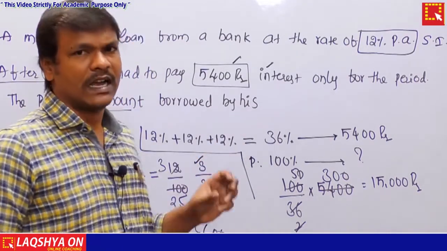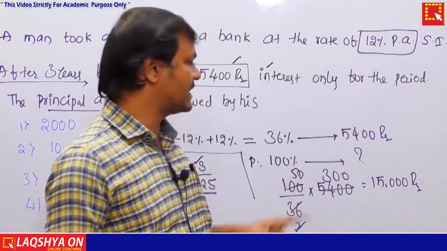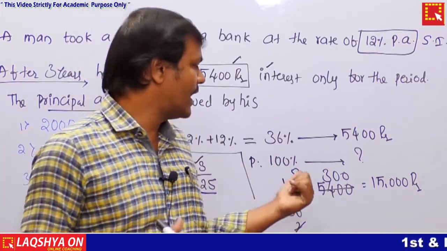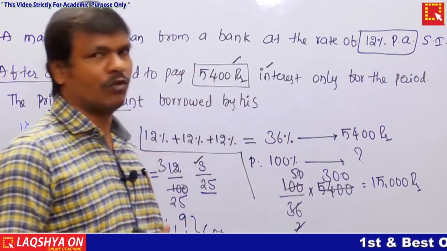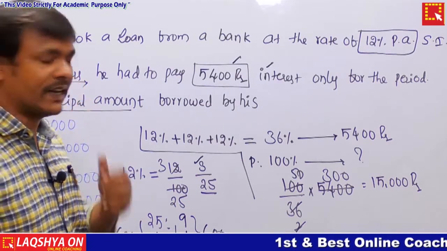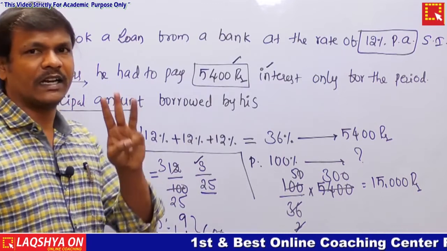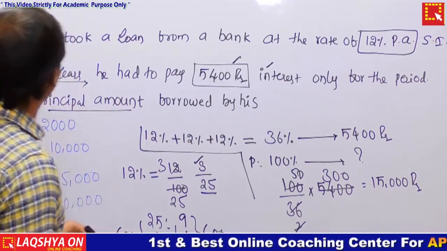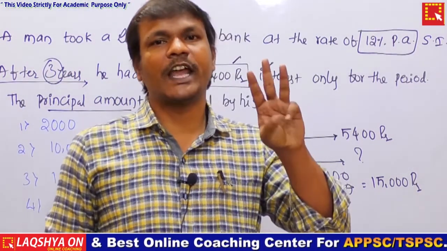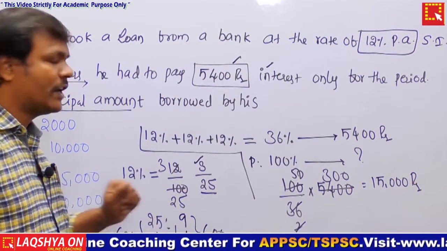In percentage, we have to pay 36% as the interest, which is 5,400, and the principal will be 100%. So 100 by 36 of 5,400 is 15,000. Or 12% can be written as the fraction 3 by 25. For 25 units of principal, you pay 3 units of interest per year. For 3 years, that is 9 units of interest. The principal to interest ratio is 25:9.